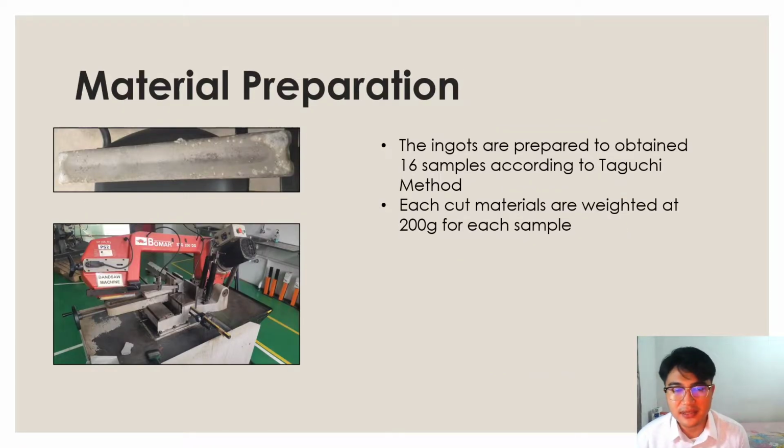For material preparation, the chosen material is magnesium AM50. So the ingots are prepared to obtain 16 samples according to the Taguchi method, and each cut material is weighed at 200 gram for each sample. The ingots are cut using the bandsaw machine.